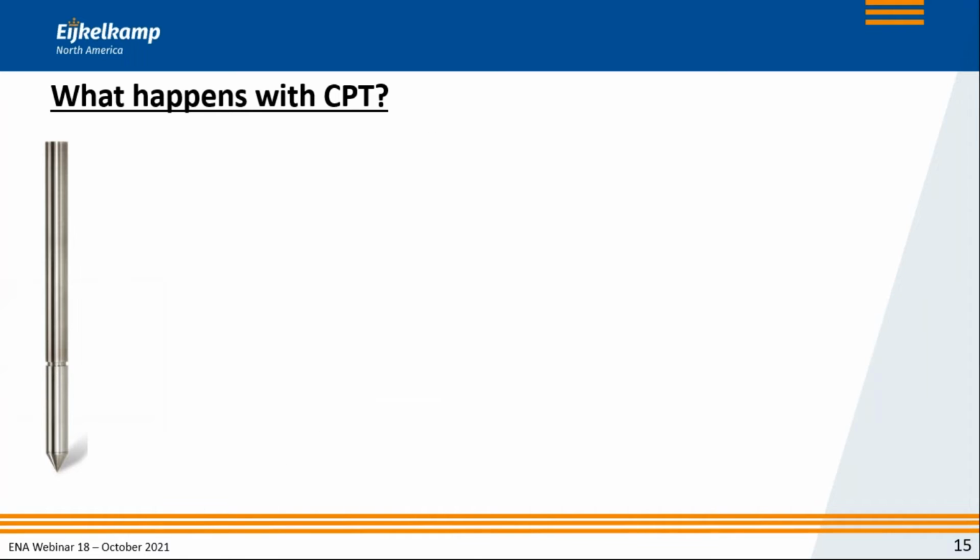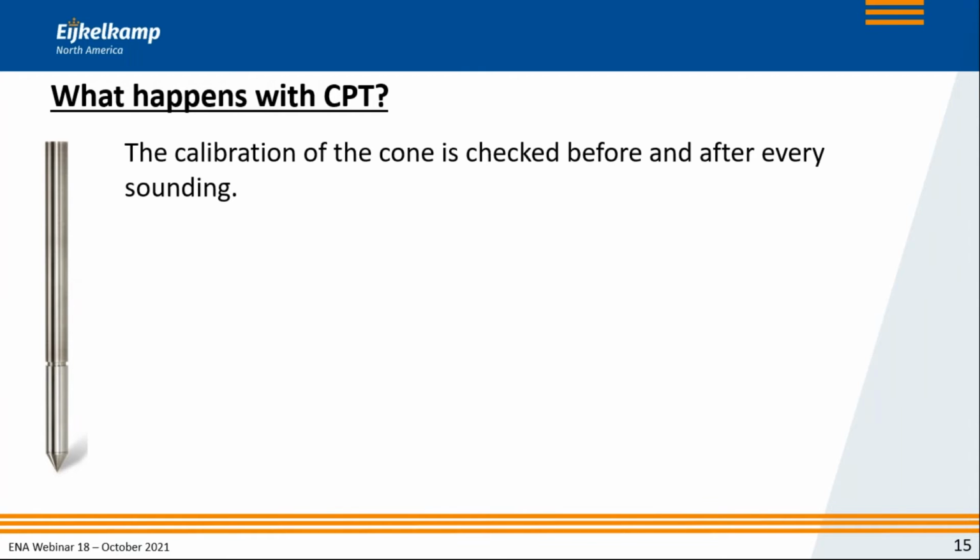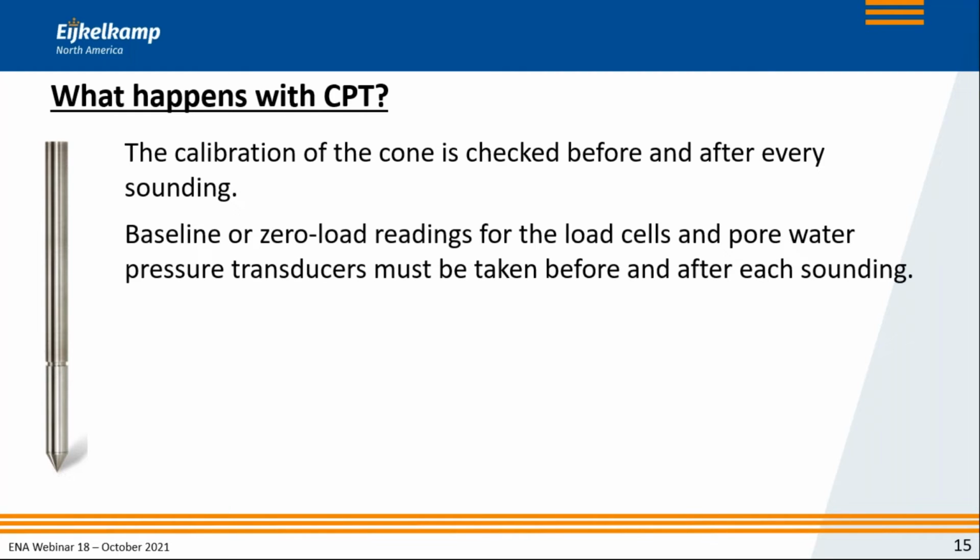But then let's look at what's happening with CPT, with cone penetration testing. There, we do something completely different. Before and after every sounding, we check the calibration of the cone. We don't calibrate it, but we check the calibration. And we don't do that just in a time span, say every 3 months or every 6 months. No, every single time that a cone is being utilized for a sounding, before and after we check that calibration. And how do we do that?